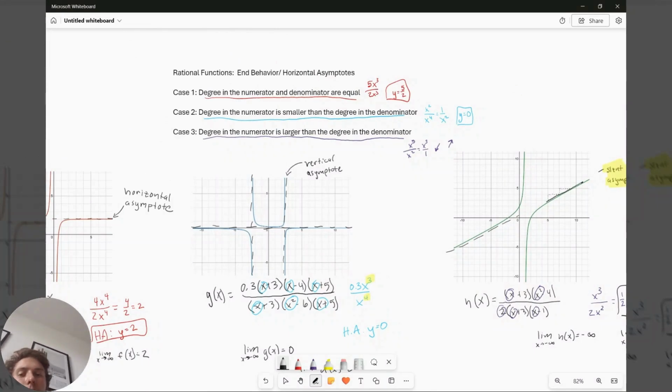We'll continue this conversation in 1.8, analyzing rational functions to a whole other level, but first just figuring out what they are and learning about these different asymptotes.